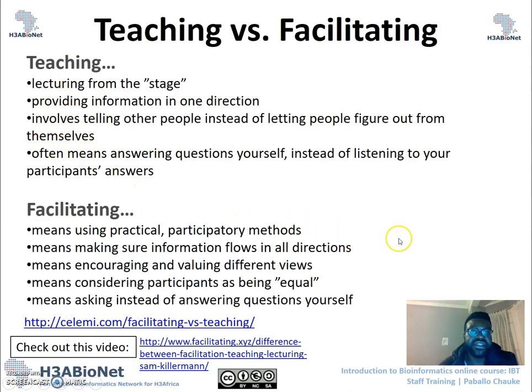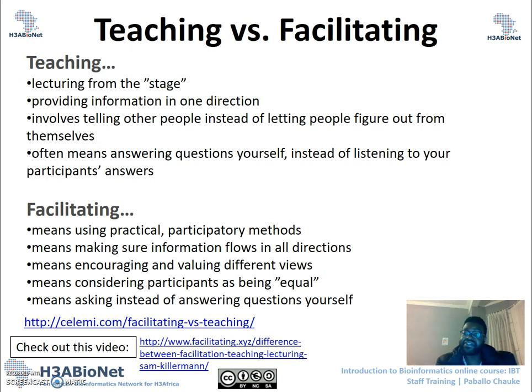Facilitation, on the other hand, means using practical participatory methods. So it's, again, as I asked you to sit in circles in earlier videos on day 1 of the training, trying to have a sense of equality going. This is what facilitation tries to do. It's more participatory instead of being top down, so it's much more bottom up and equal. It means making sure information flows in all directions.